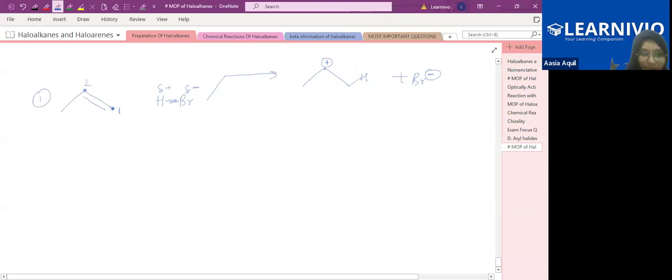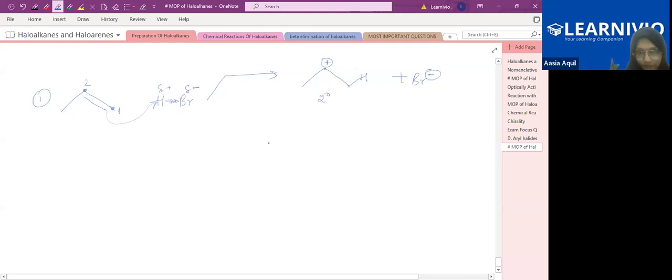Now, this double bond is more electronegative as compared to the single bond, right? What will happen? This bond attracts this hydrogen. So the hydrogen will come and attach over here, and on this carbon there will be a formation of carbocation. Which type of carbocation is this? This is a secondary carbocation, right? This is your secondary carbocation.